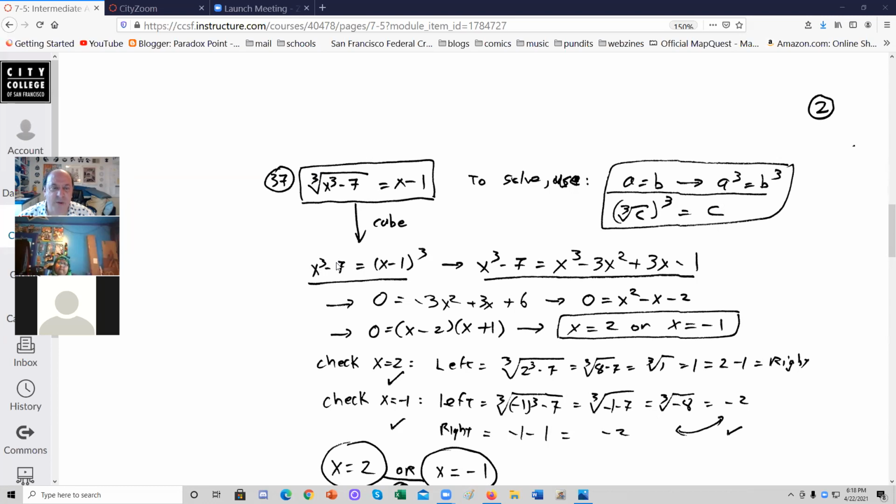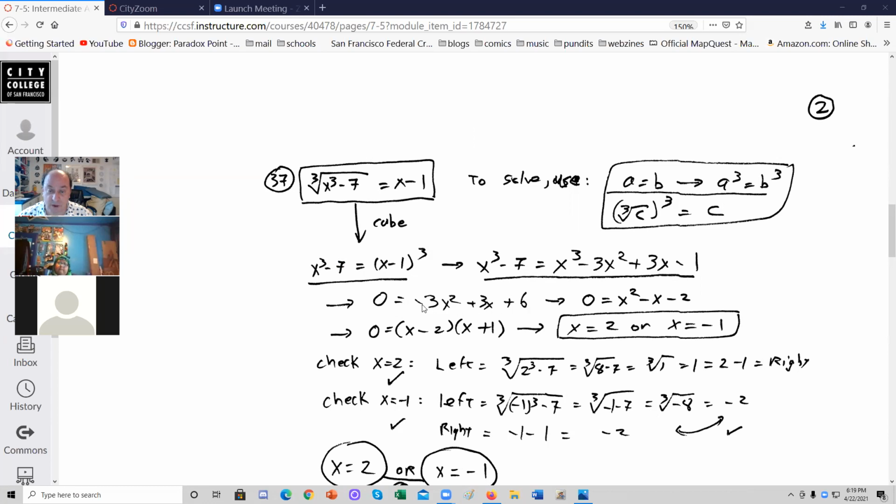Left side is x cubed minus 7. Right side is x minus 1 all cubed. So x cubed minus 7 equals x cubed minus 3x squared plus 3x minus 1. This is what you get when you expand the cube of x minus 1. All right, subtracting x cubed from both sides cancels it. Adding 7 to both sides, we get 0 equals minus 3x squared plus 3x plus 6.